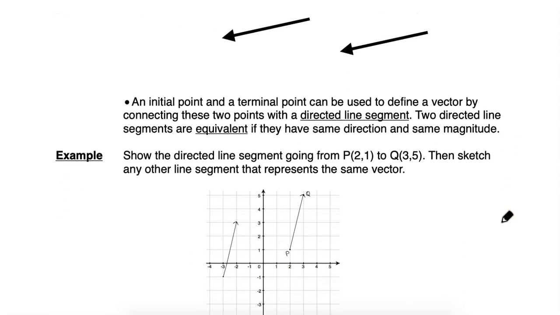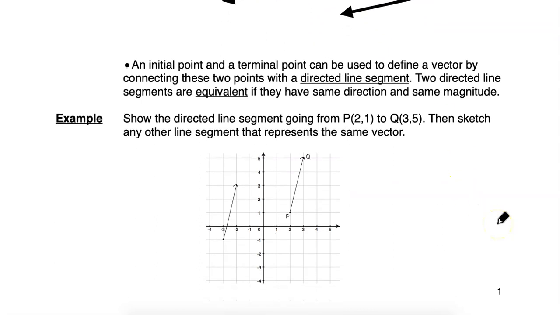When you sketch a vector, you can represent it with a variety of arrows, which we will call directed line segments, and we call the initial point or the tail where it starts, and the terminal point or the head where it ends. So these two directed line segments up here are equivalent since they represent the same vector.